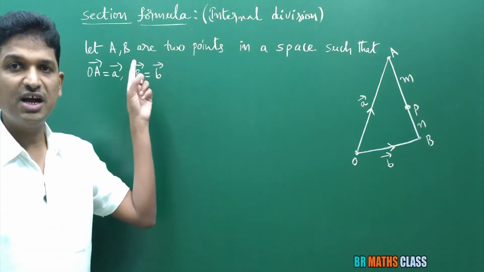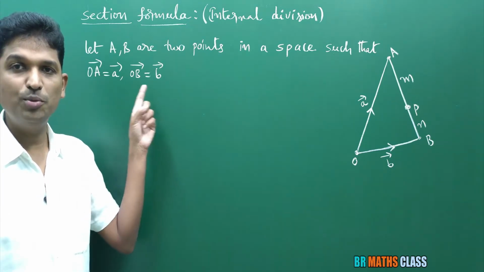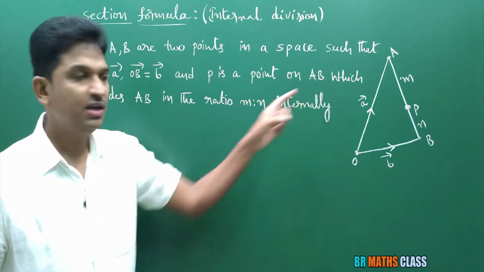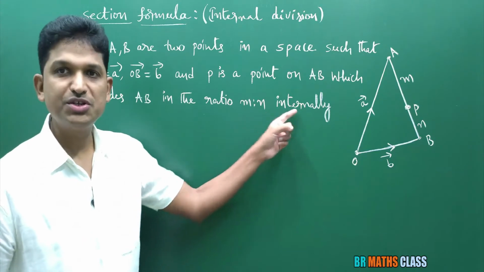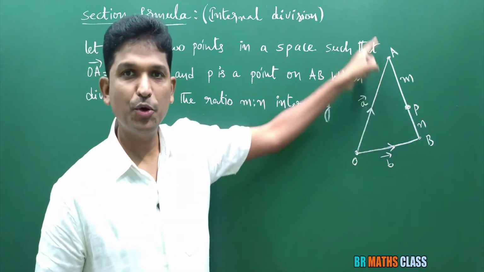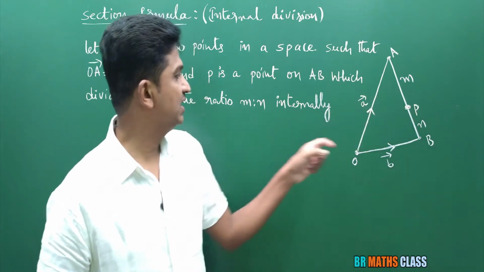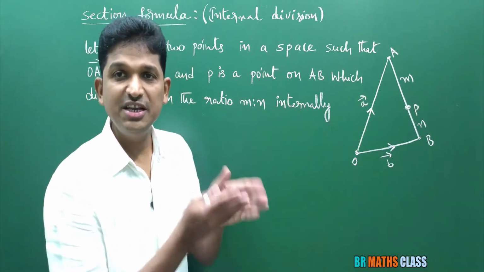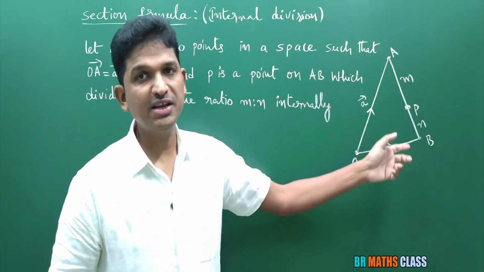What information is there here? The same thing I have written. A, B are any 2 points in a space such that OA bar equals A bar, OB bar equals B bar. And P is a point on AB which divides the line segment AB in the ratio m:n internally. Internally means the point P is in between A and B. Externally means P is not in between A and B.